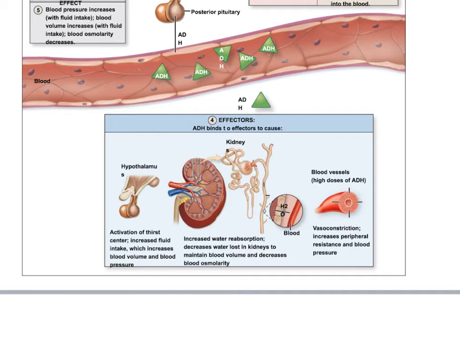There's also vasoconstriction and activation of the thirst center. The thirst center. Because where do you get water in your body? What are the sources of water in your body?